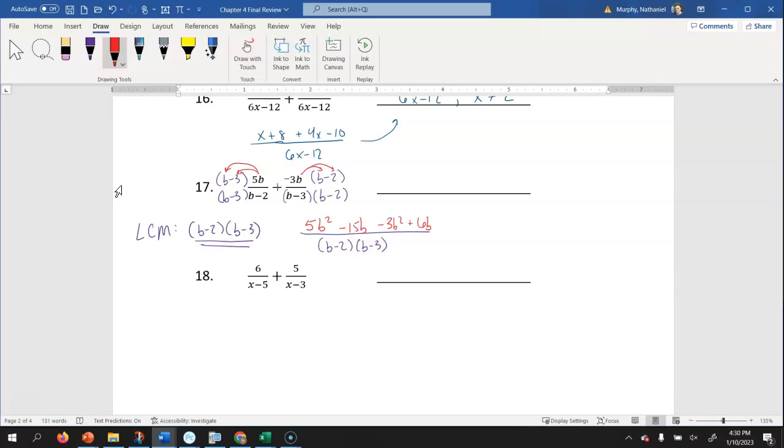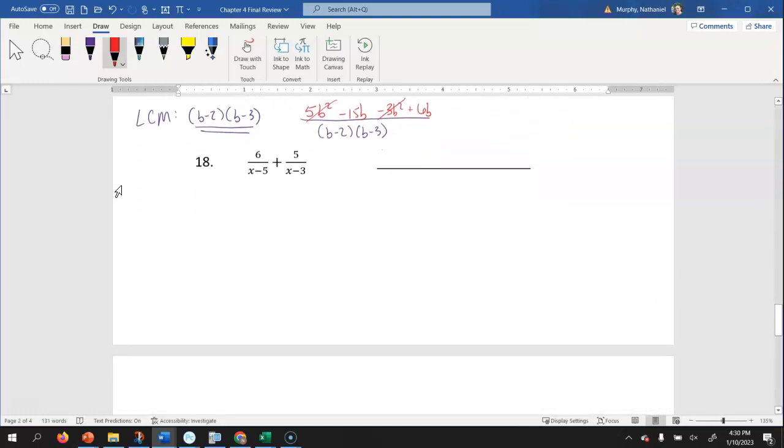The next step, we're going to simplify that numerator. The 5b squared minus 3b squared, that's just 2b squared. And negative 15b plus 6b, that's going to be minus 9b. Our denominator is b minus 2 and b minus 3. If we had to give the restrictions, what b can't be, we would say that b can't be 2 or 3, because those would give us zeros in our denominator. We would not want that. So those would be my restrictions.